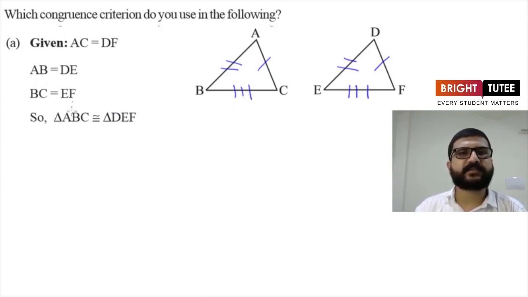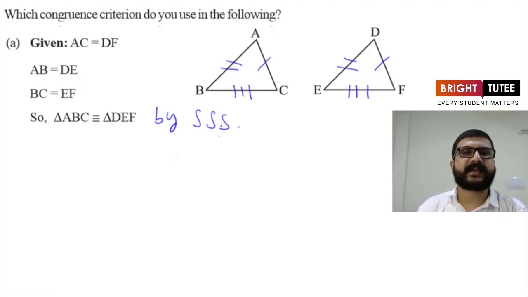So by which criteria do you think these triangles are congruent? Which criteria did we use here? So what we are using is that all the 3 sides of triangle ABC are correspondingly equal to 3 sides of triangle DEF. So it means these 2 triangles are congruent by SSS. It is side, side, side.